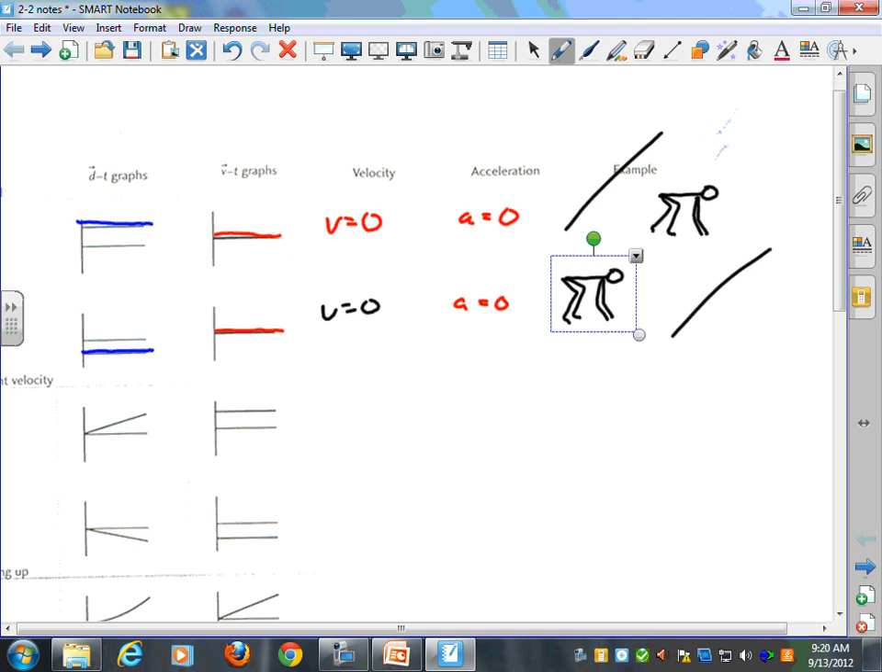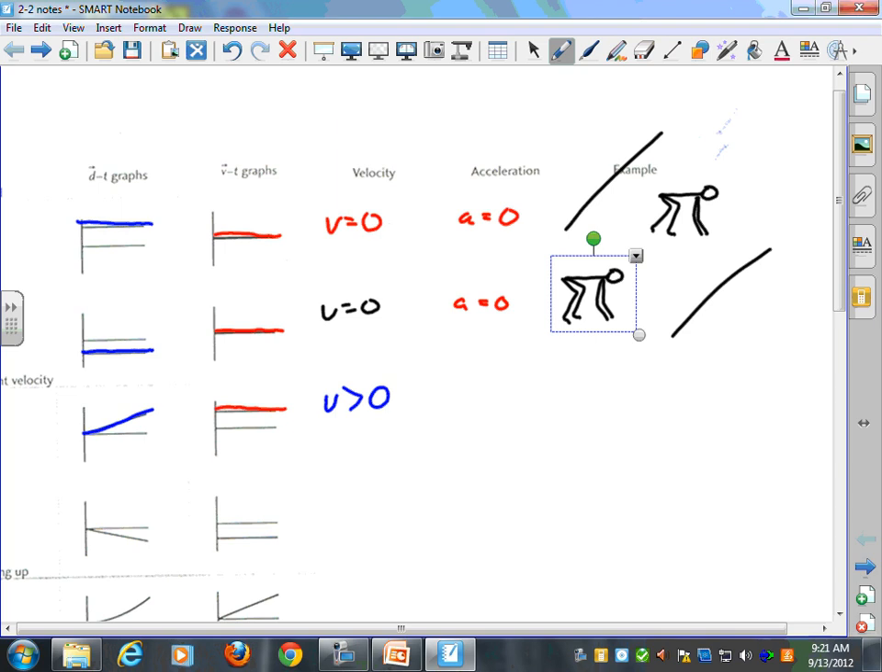Anyways. All right, so the next ones are constant velocity, right? Constant velocity, running at a constant speed. So my d-t graph here is increasing, but at a constant rate, which means my velocity time graph is above 0, right? So my velocity is greater than 0, positive.